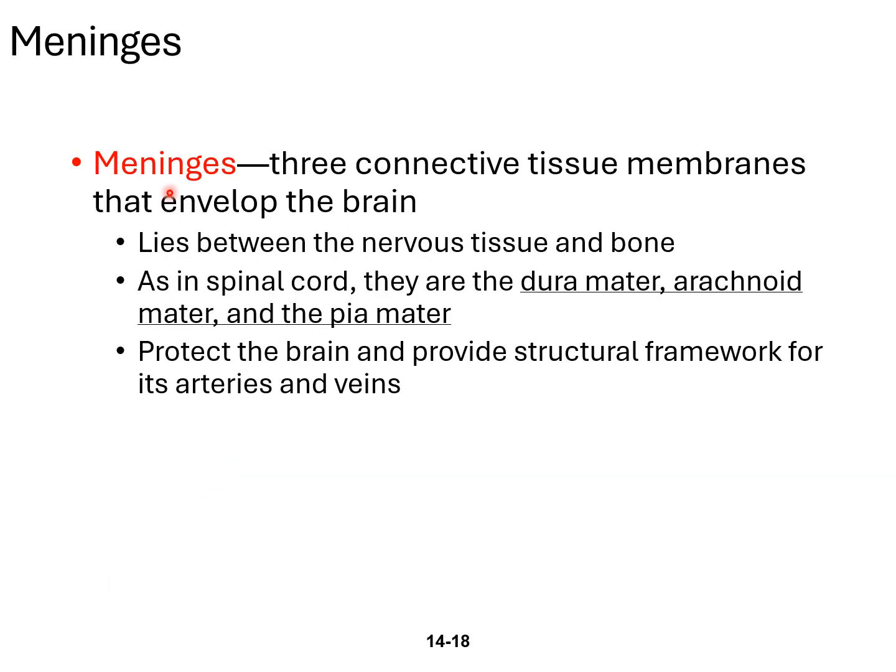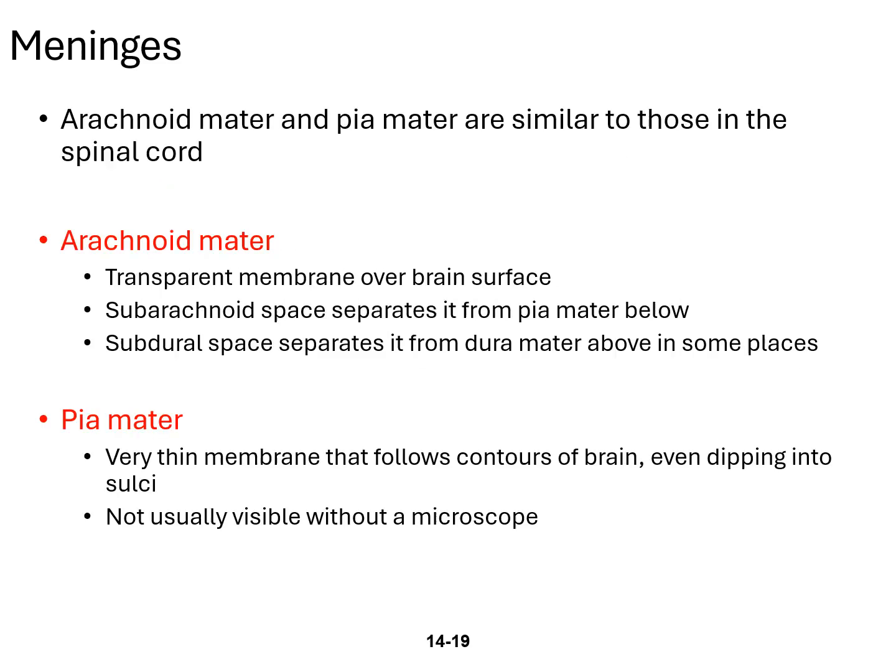So the meninges, again, from superficial to deep: dura mater, arachnoid mater, and pia mater. Dura mater means tough mother in Latin, and it provides the structural framework for the arteries and the veins to go around it. It protects the brain and spinal cord. The arachnoid mater and pia mater are similar to those of the spinal cord. The arachnoid mater is just on top of the brain surface. It has a subarachnoid space that separates it from the pia mater.